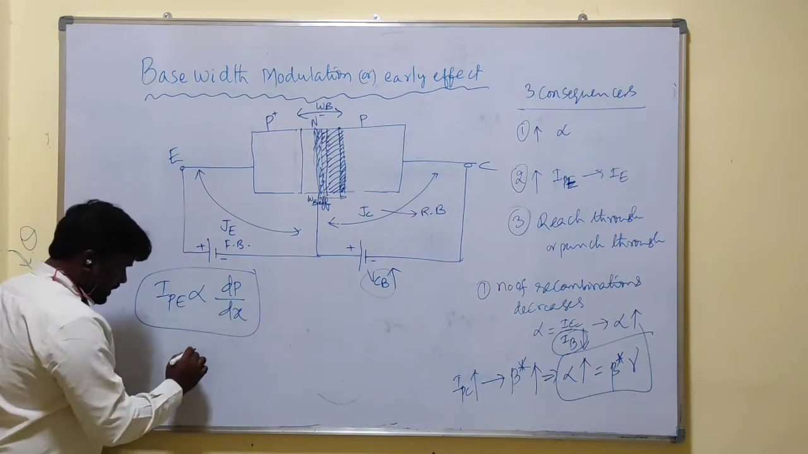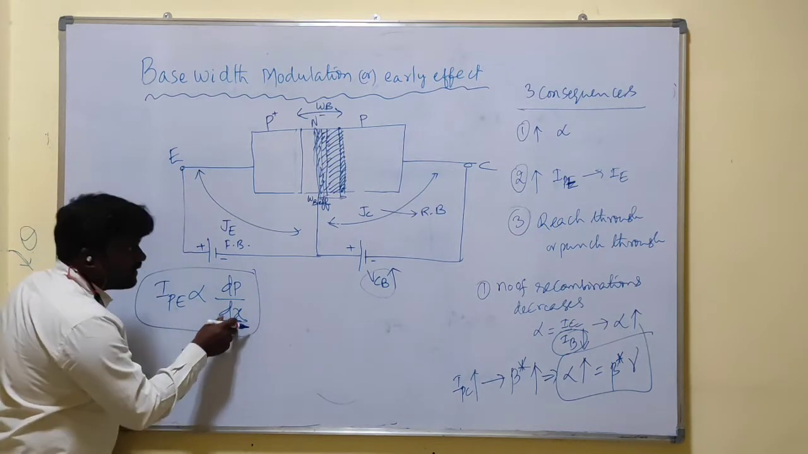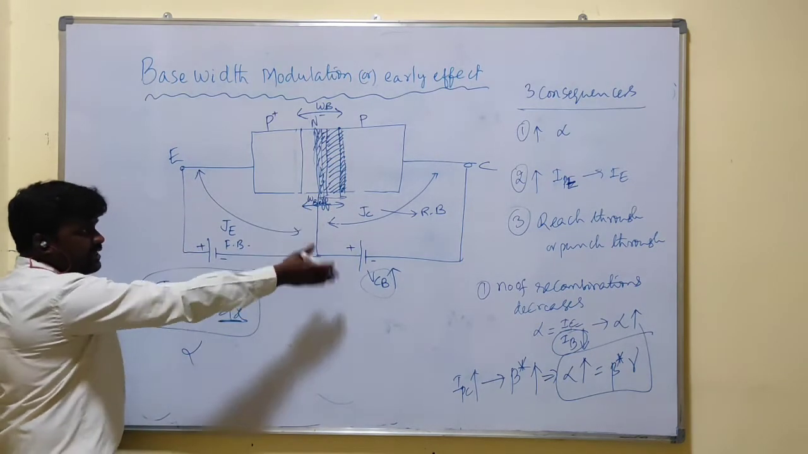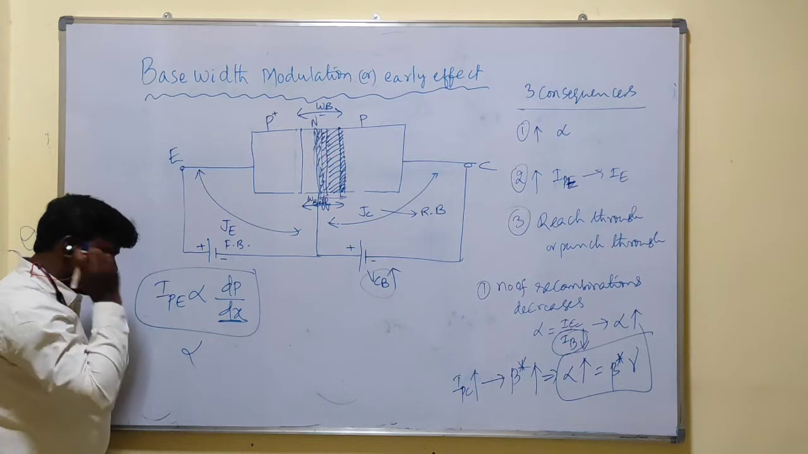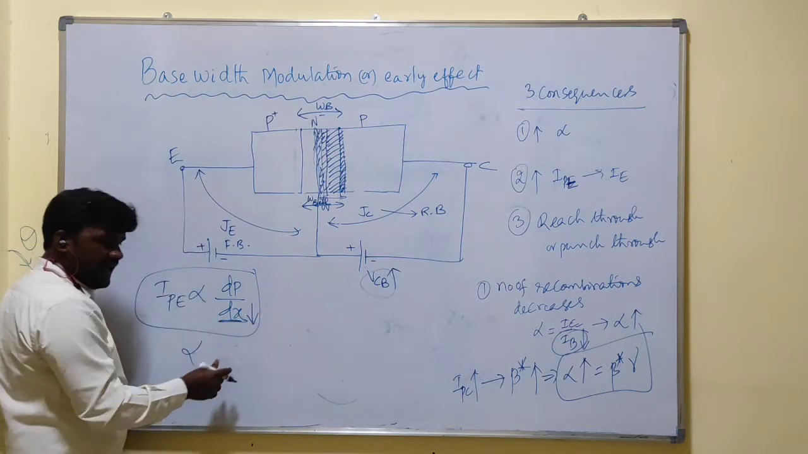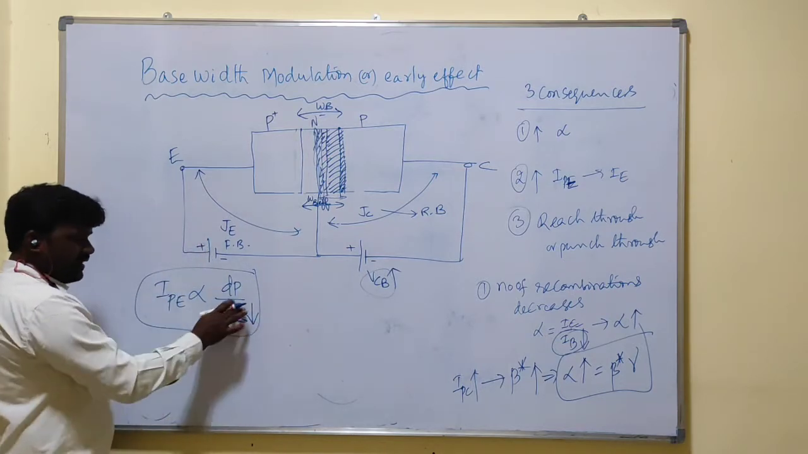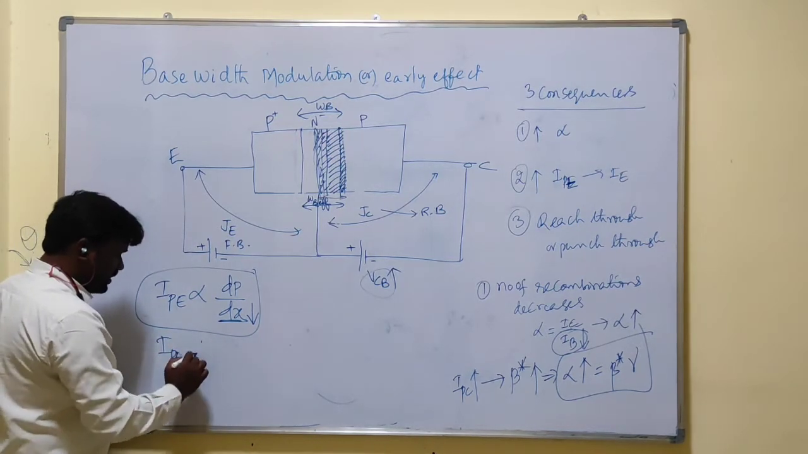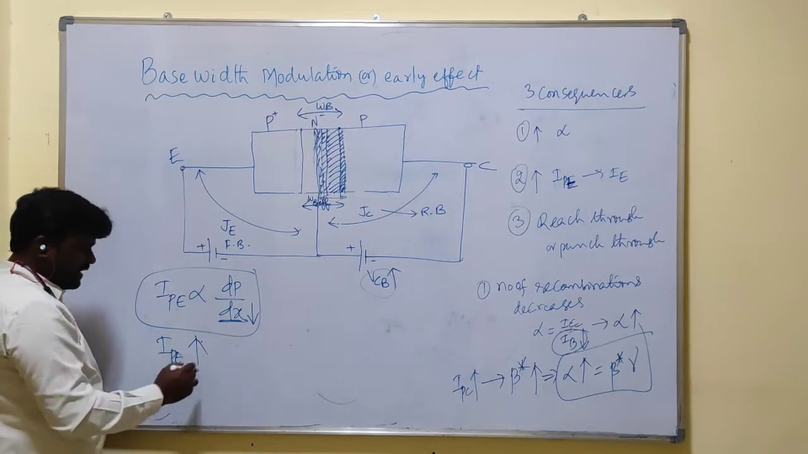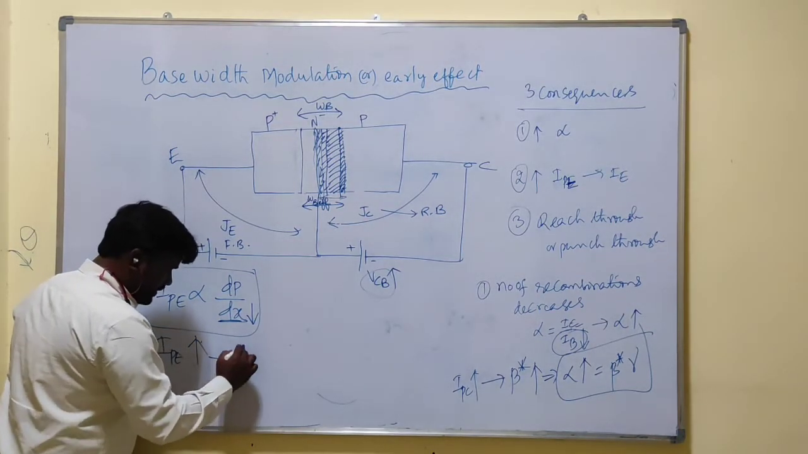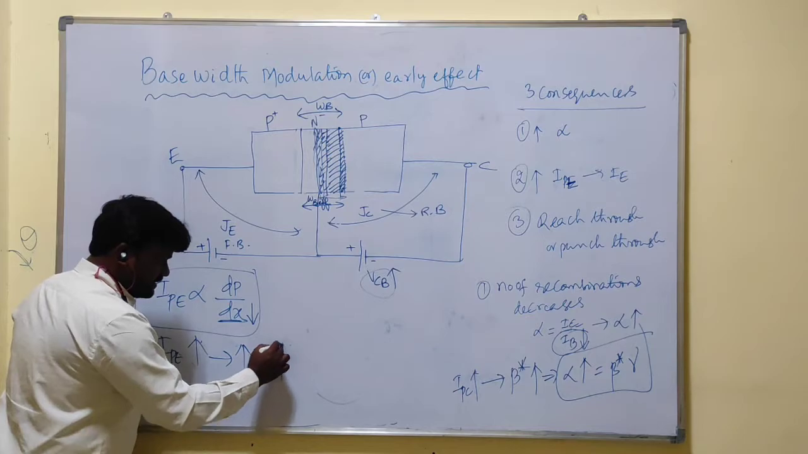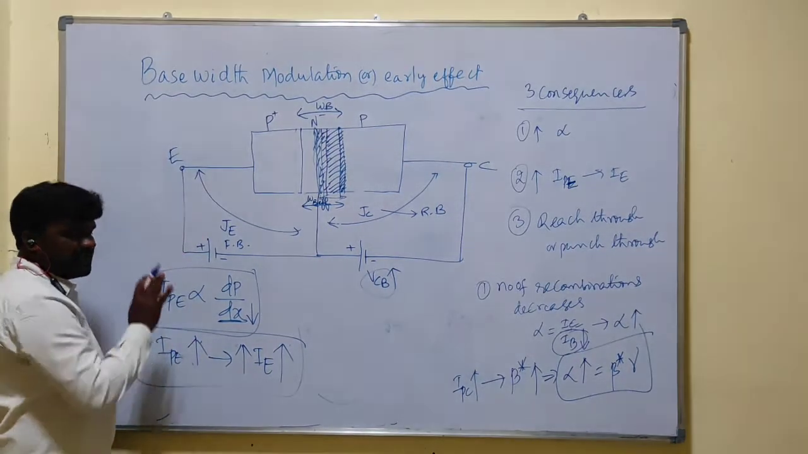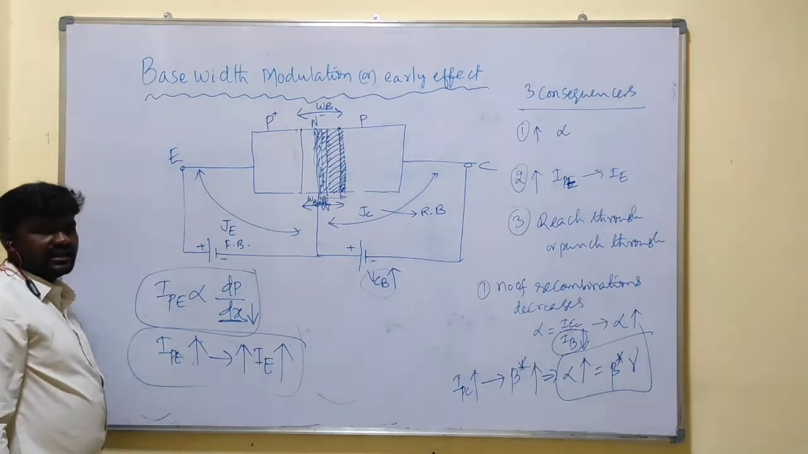Here, dx means the width of this base. As VCB increases, the effective base width decreases. As this one decreases, IPE increases. From this equation we can say IPE increases. It leads to an increment in the IE. That means due to the base width modulation, the current through the emitter junction increases.